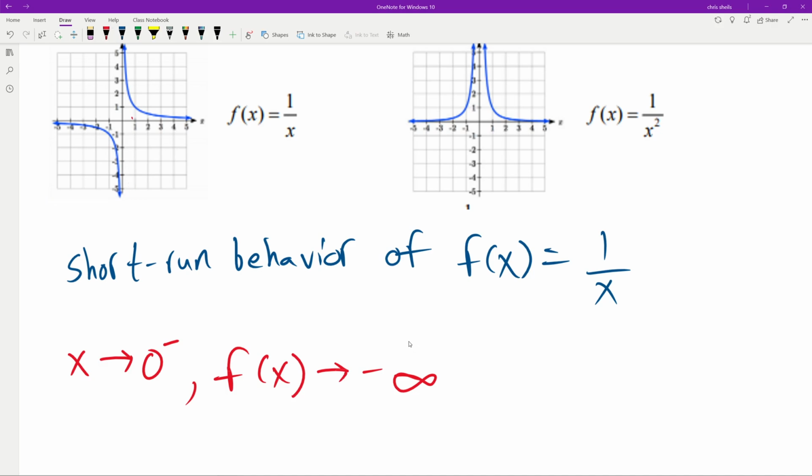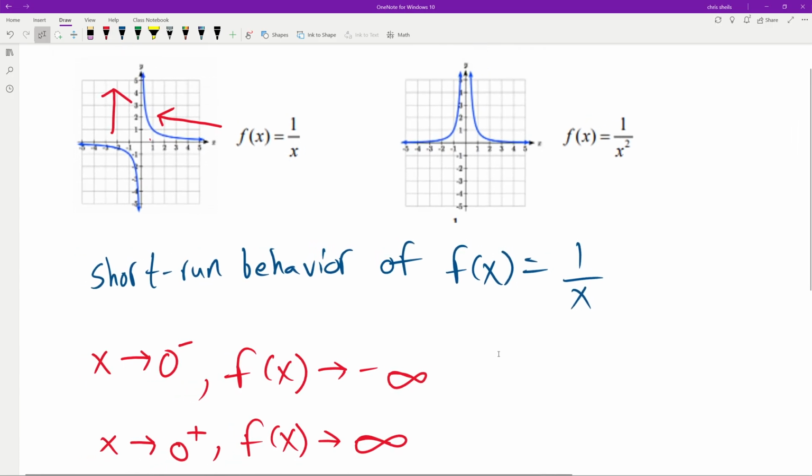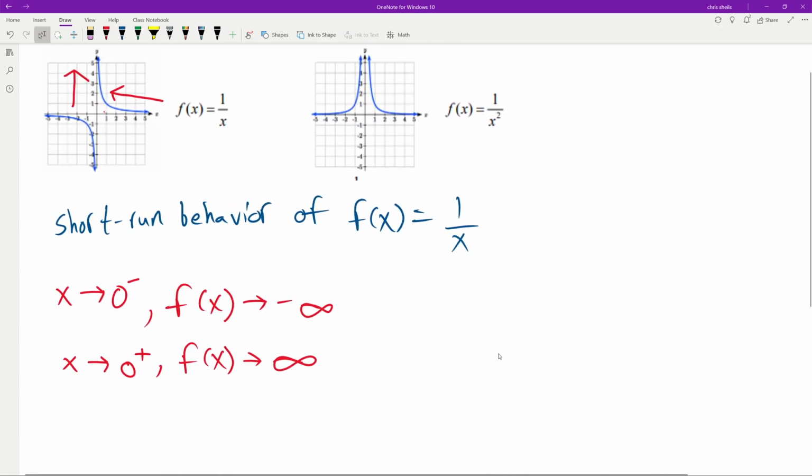Similarly, as x approaches 0 from the right, as I come in from the right-hand side of the graph and my x values get closer to 0, this graph is going upwards. So I denote this as x approaches 0 from the right, the superscript plus sign represents from the right-hand side of the graph. f of x approaches positive infinity as the graph is going upwards. This behavior creates what we call a vertical asymptote.